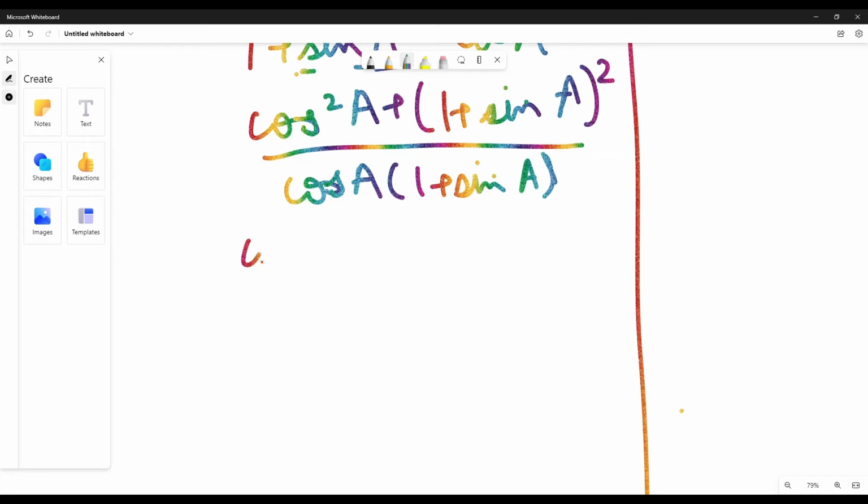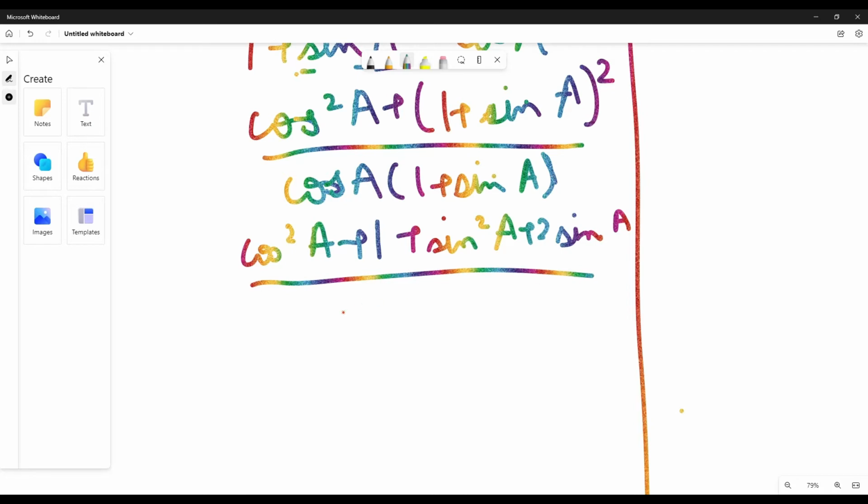Then we can just expand this: cos squared A plus 1 plus sine squared A plus 2 sine A. Basically, the A plus B whole square identity, keeping the denominator as cos A times 1 plus sine A.